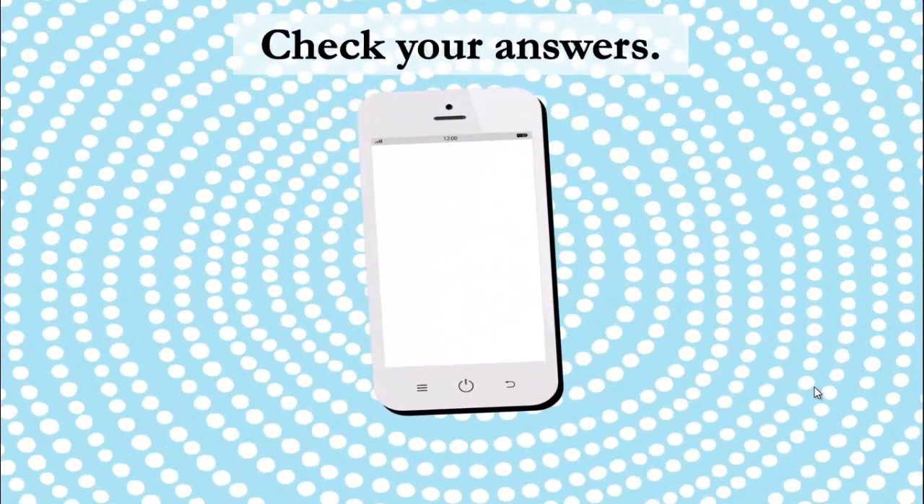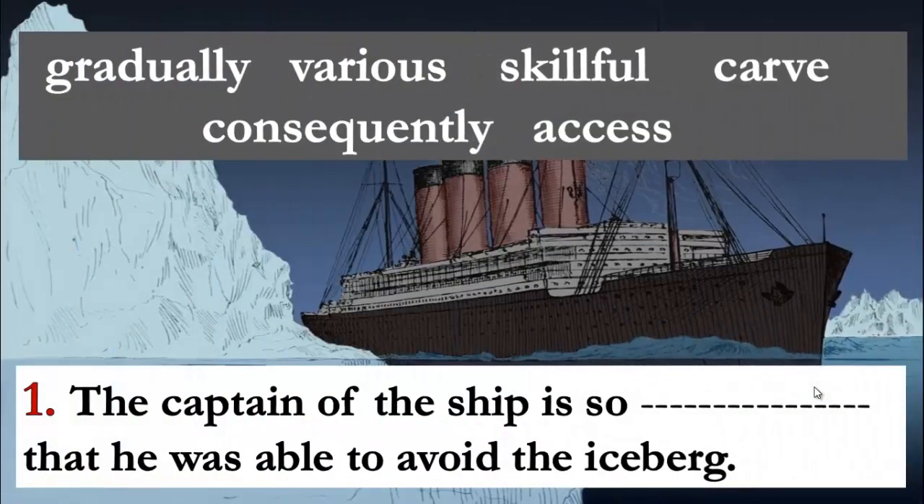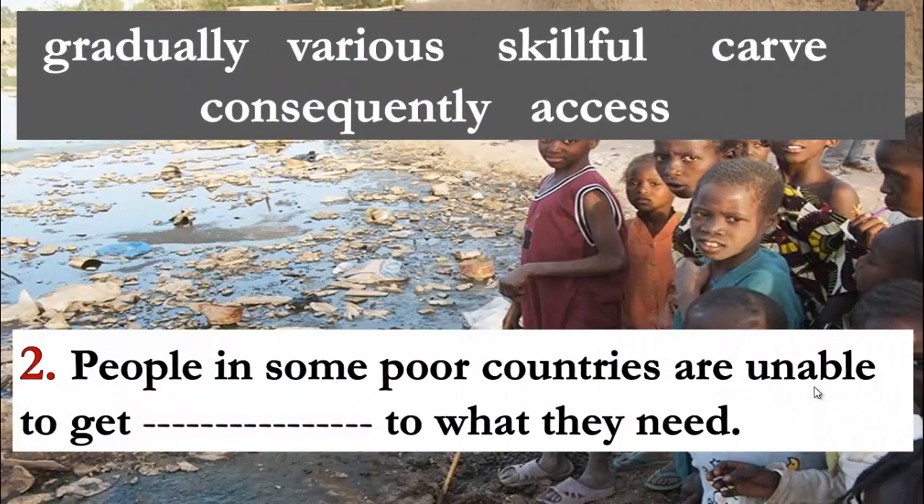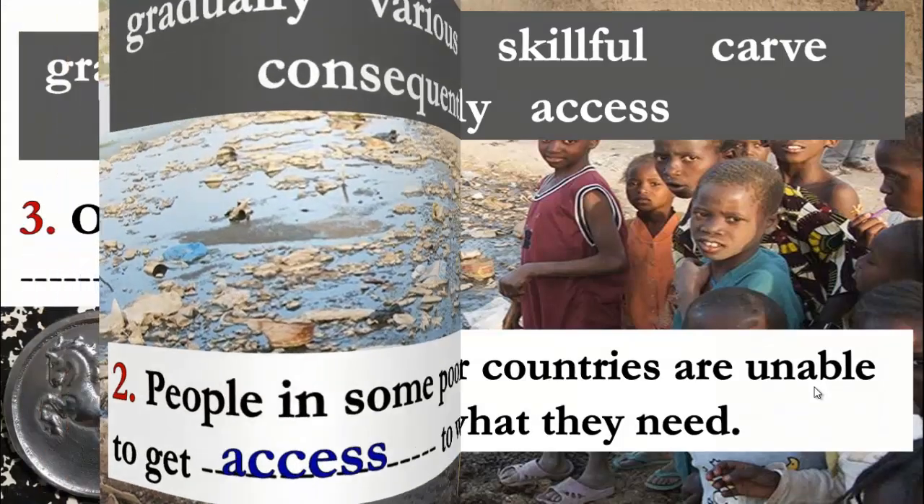Let's go on to check the answers. The first one, the captain of the ship is so space that he was able to avoid the iceberg. He was what? Excellent. Skillful. Here we have the word skillful. So he is so skillful that he was able to avoid the iceberg. Second sentence, number 2. People in some poor countries are unable to get space to what they need. Excellent. Access. So here they are unable to get access to what they need in poor countries.